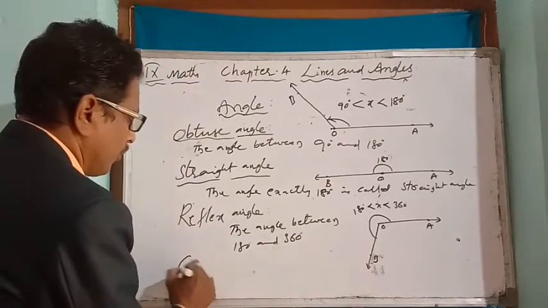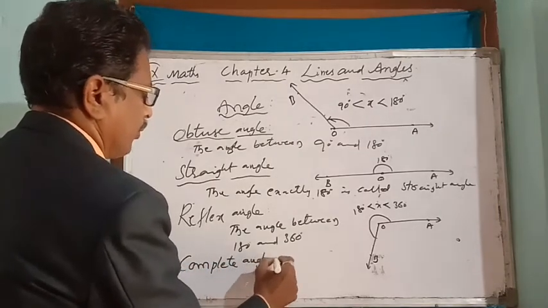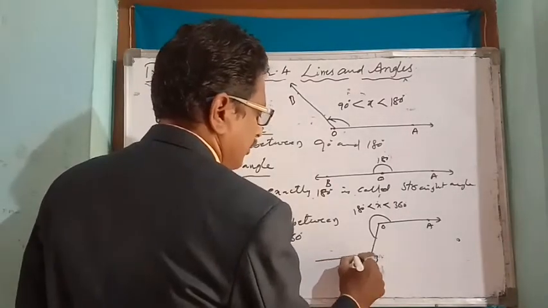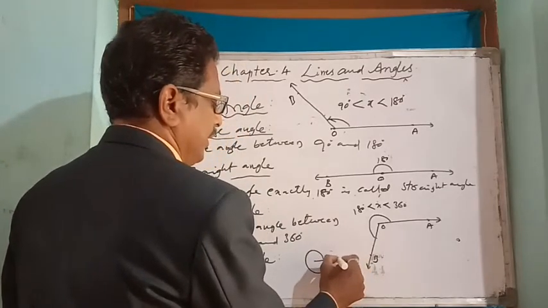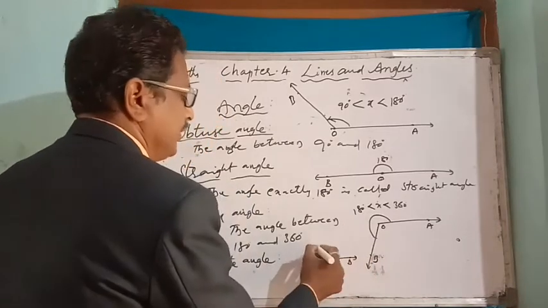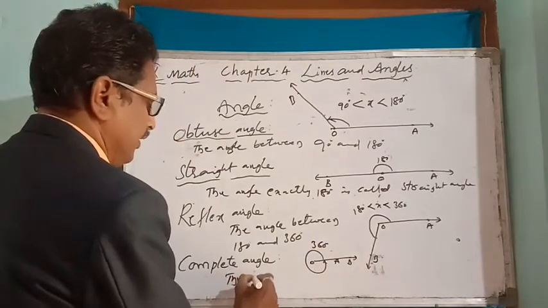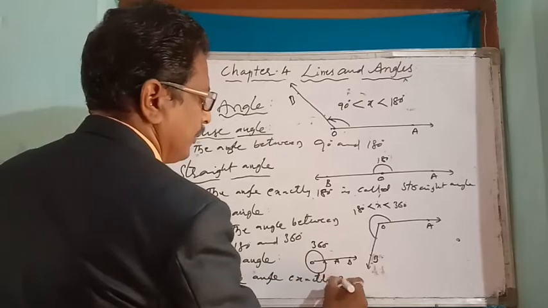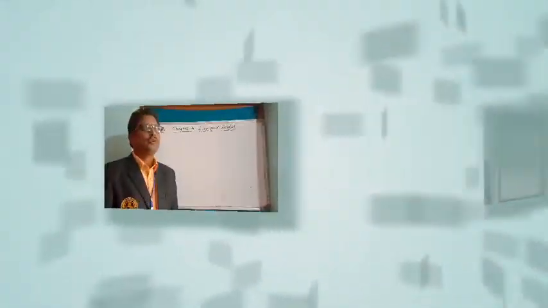Next, one more, complete angle. What is the complete angle? The angle exactly 360 degrees, one rotation completed. Here, A and B: this is 360 degrees, one complete rotation. The angle of exactly 360 degrees is called a complete angle.